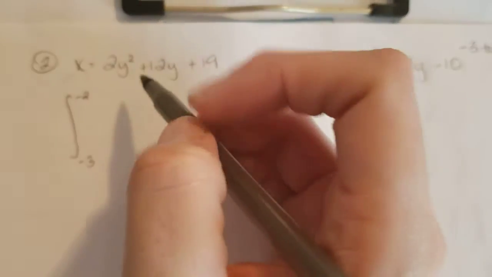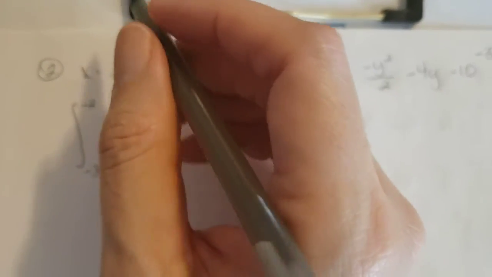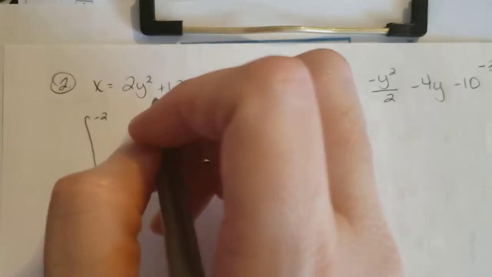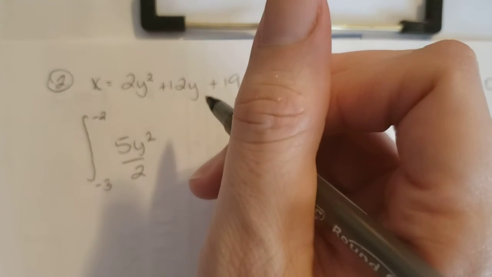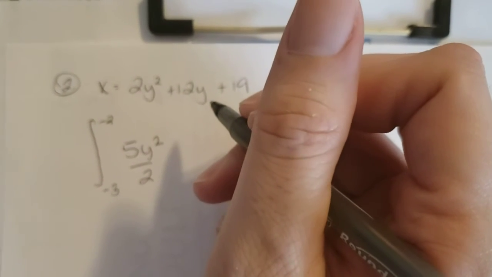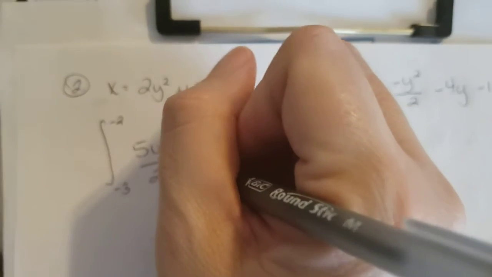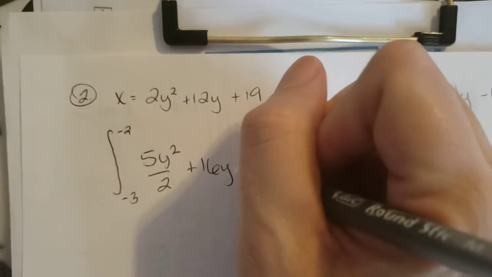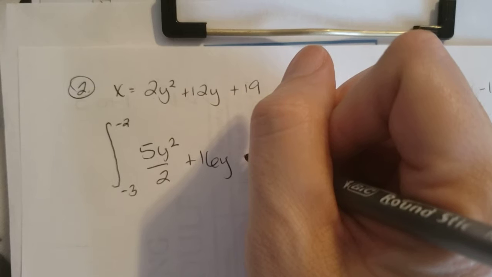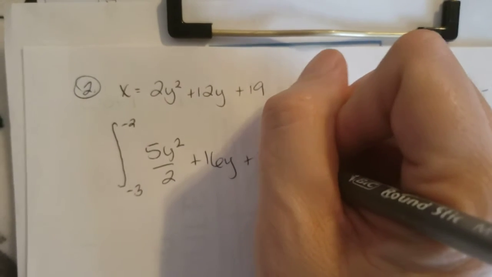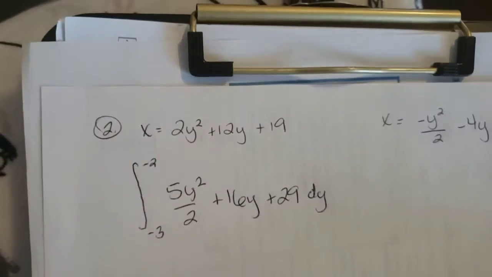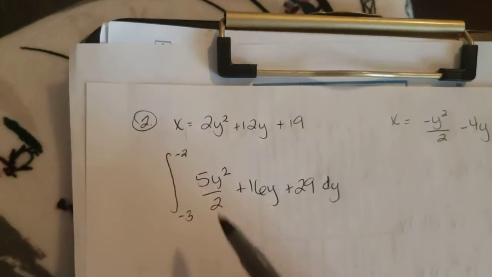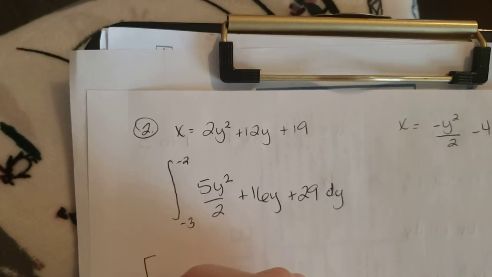All right, so my first term will be 2y squared minus y squared over 2. So that gives me 5y squared over 2. My second term would be 12y minus -4y, so that would give me 16y. And then my last term would be 19 minus -10, so that gives me plus a positive 29 dy in this case. So now I'm going to start plugging things in.